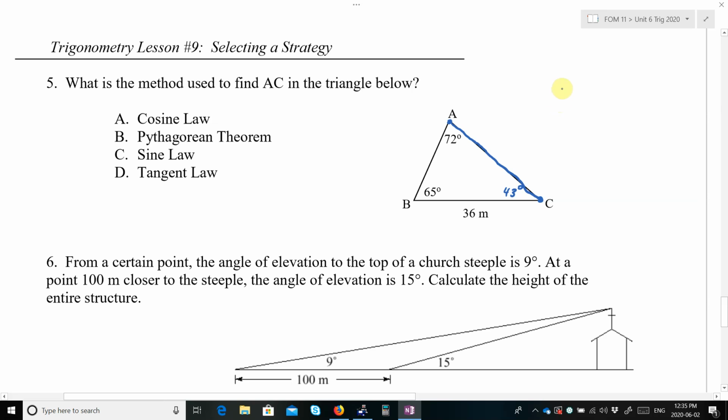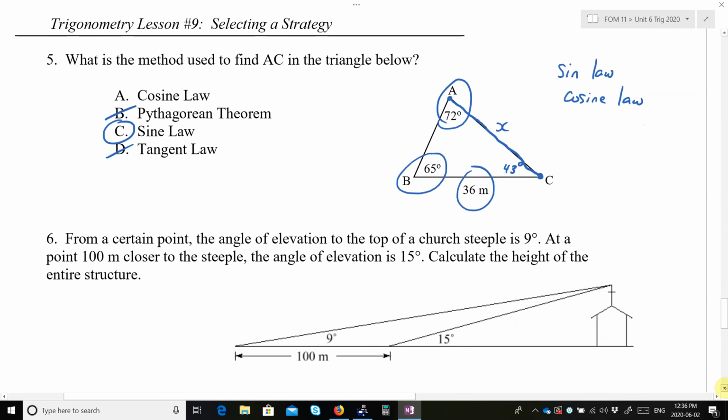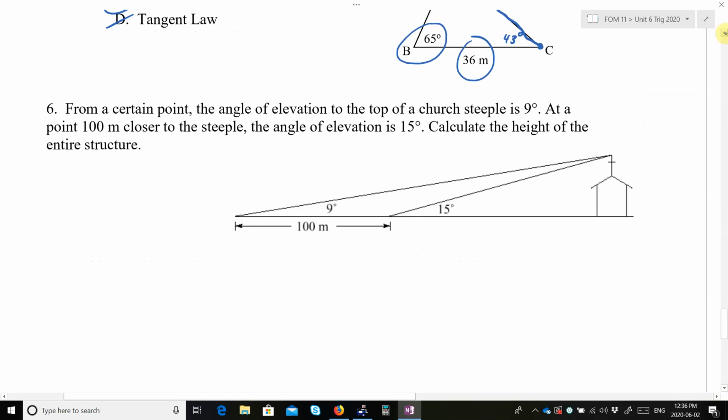And when you don't have a 90-degree triangle, it has to be either sine law or cosine law. So that gets rid of Pythagorean theorem. We didn't even talk about a tangent law. So it's either sine law or cosine law, and we want to get AC if we called it x. We have an angle and its opposite side. And then we have another angle here, so we could go sine A over A equals sine B over B and use the sine law. Okay, so that's 5C. And the answer to 5 is C.